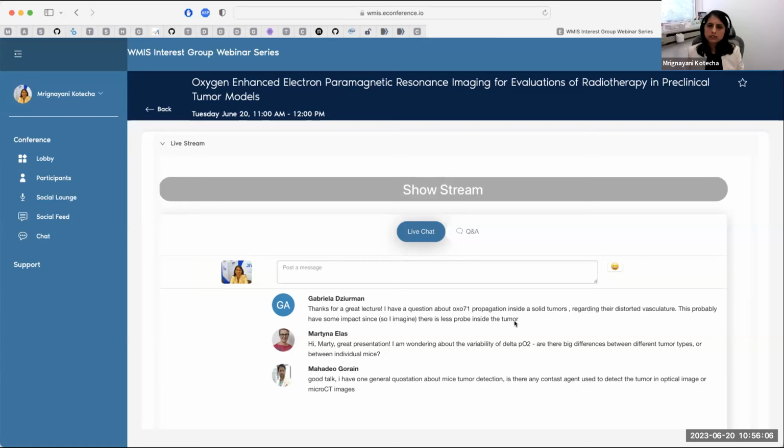In my experience, we see more OXO71 gets accumulated in tumor. Yeah. And it doesn't go out because of poor vasculature.